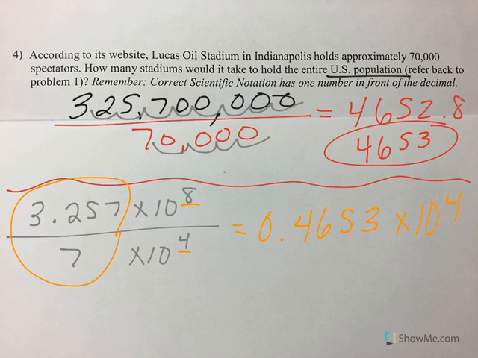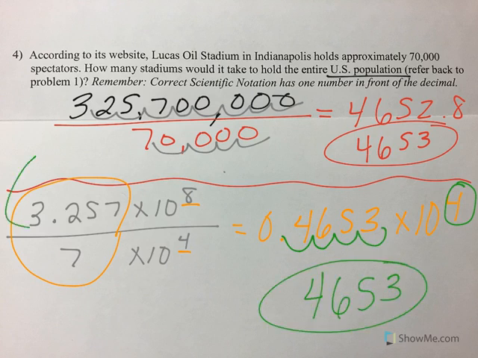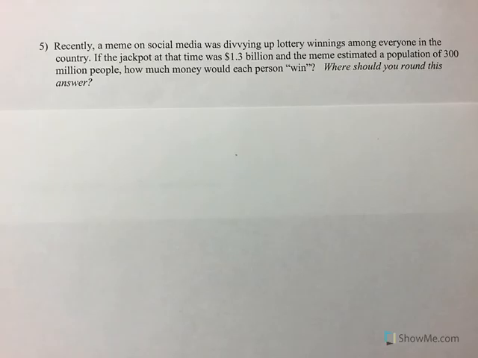Because again, when I divide, I subtract my exponents. Now, if I want to move that to standard form, I'm going to move my decimal 4 places, 1, 2, 3, 4, which gives me 4,653. So you see you get the answer the same either way, top or bottom. Just depends what kind of information you're given. Sometimes it's easier to do it one way or the other.